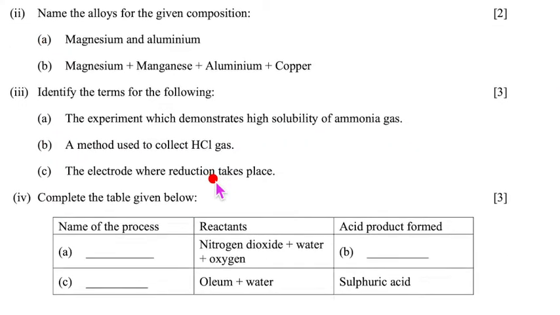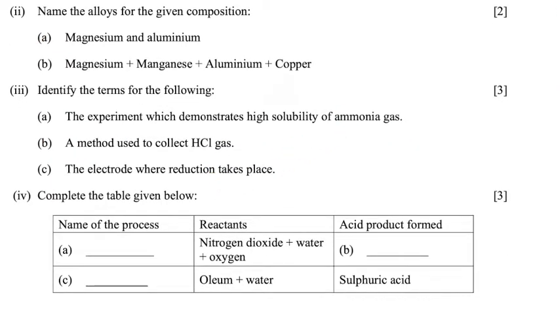Let us come to question number 4, second subpart. Name the alloys of given composition. A is magnesium and aluminium will be magnesium.